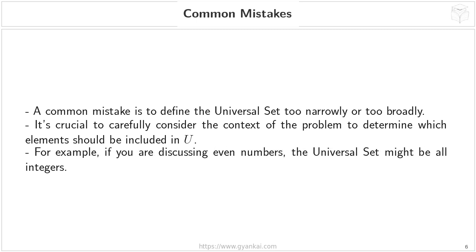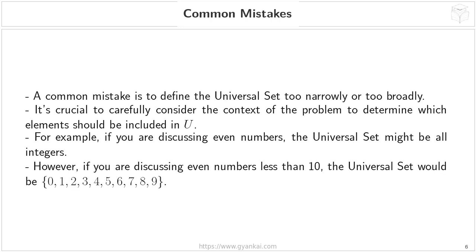Let's look at an example to illustrate this. Suppose you're only discussing even numbers. In this case, a reasonable universal set might be all integers, that is, all whole numbers, both positive and negative, including 0. However, if the problem specifically asks you to consider even numbers less than 10, then your universal set becomes much more restricted. It would be the set containing 0, 1, 2, 3, 4, 5, 6, 7, 8, and 9. Notice how we've narrowed it down to only those numbers less than 10.